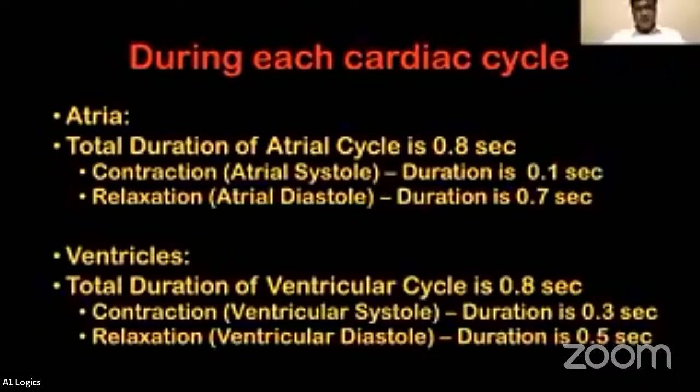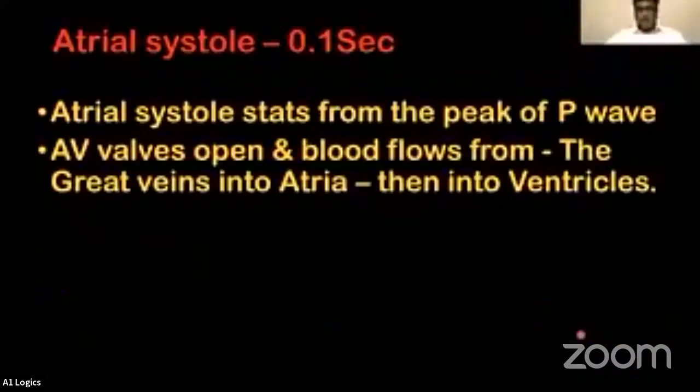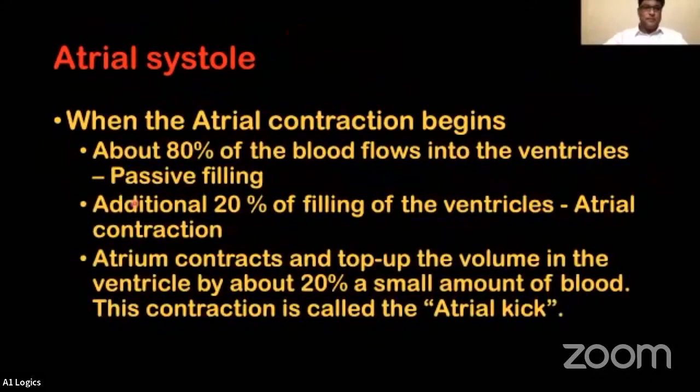Now we'll see the atrial cycle, which is about 0.8 seconds. In that, we see atrial systole, which is about 0.1 second. Atrial systole starts from the peak of the P wave, where the AV valves open, and the blood flows to the ventricles, and also through the great veins into the atrium, and then into the ventricle. When atrial contraction begins, 80% of the blood flows into the ventricle by passive filling. So no pressure is required.